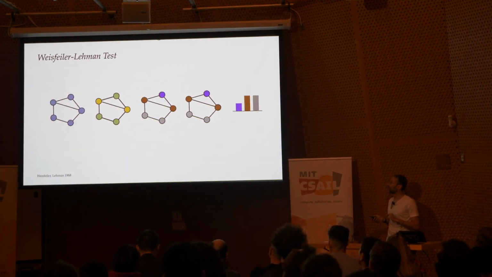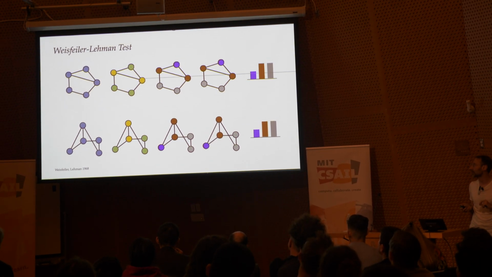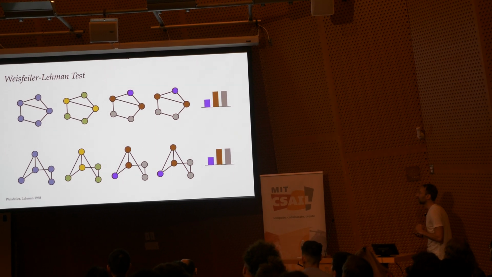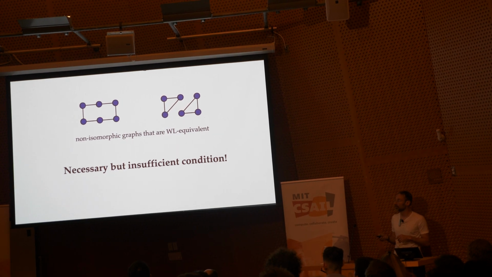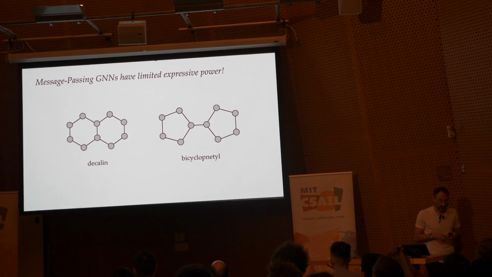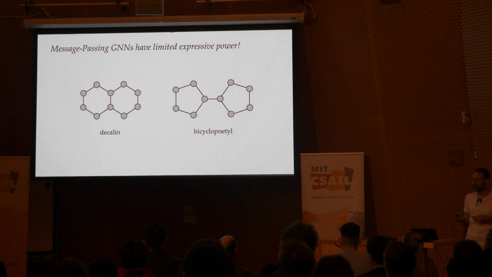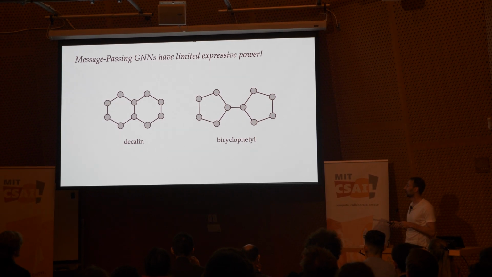So if I give you another graph and I get a different distribution of colors by the Weisfeiler-Lehman procedure, I can guarantee that the graphs are different, right? They're not isomorphic. But if the colors are the same, I actually don't know. So it's a necessary but insufficient condition. And we can find examples in chemistry of different molecules that are represented by non-isomorphic graphs, but these graphs cannot be distinguished by this simplistic procedure.